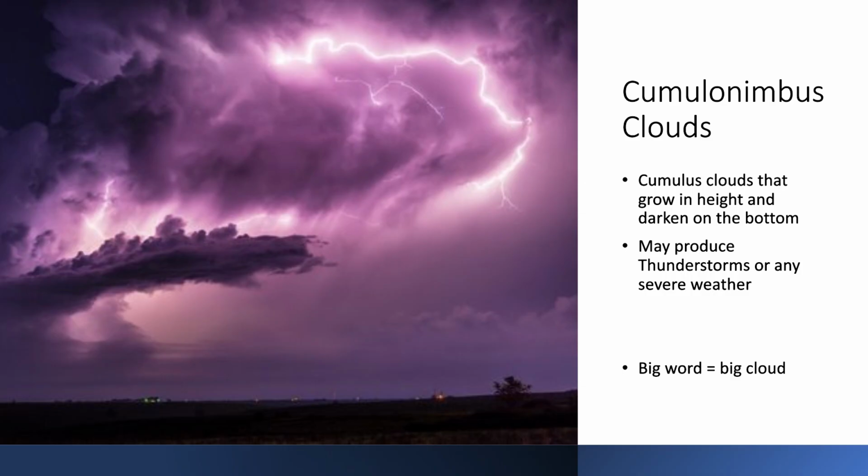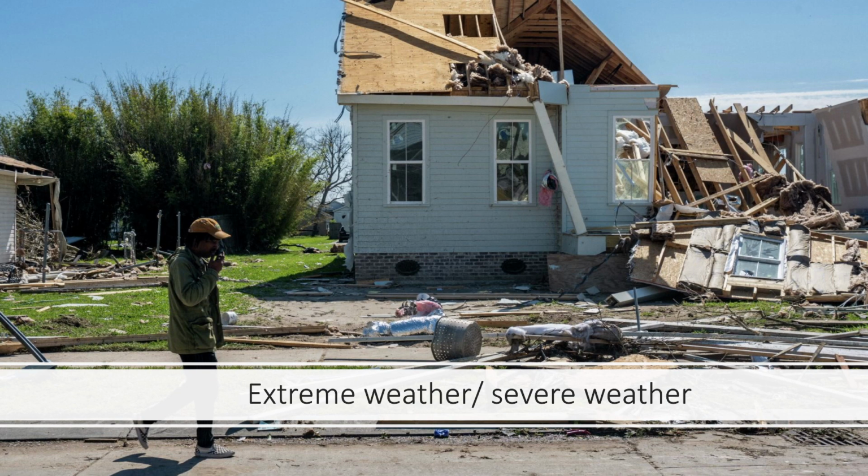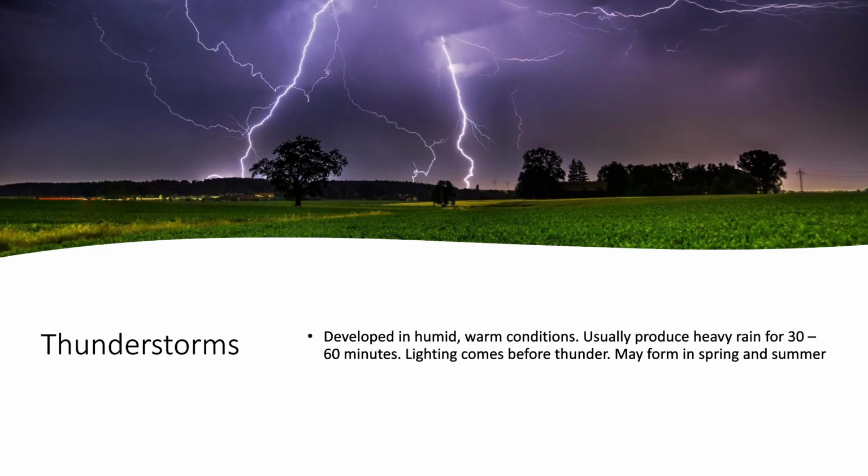Cirrus clouds. Feathery, wispy clouds indicate fair weather, but often mean that rain or snow will fall within several hours. Let's talk about extreme weather, severe weather. Thunderstorms develop in humid, warm conditions and usually produce heavy rain for 30 to 60 minutes. Lightning comes before thunder, and thunderstorms may form in spring and summer.